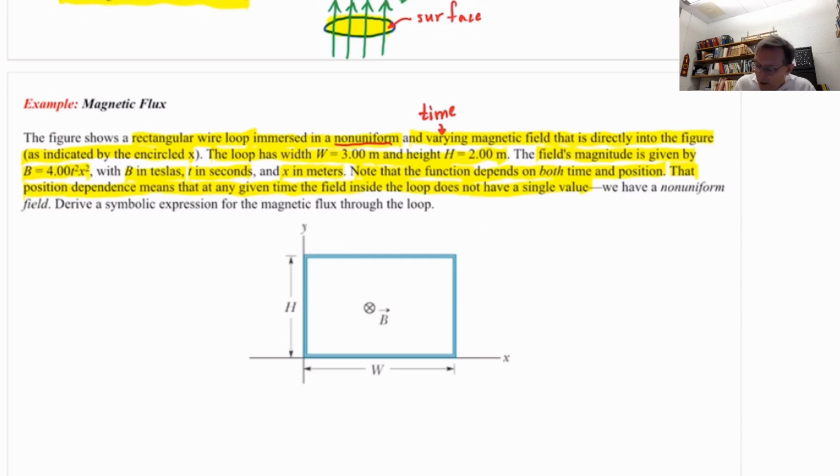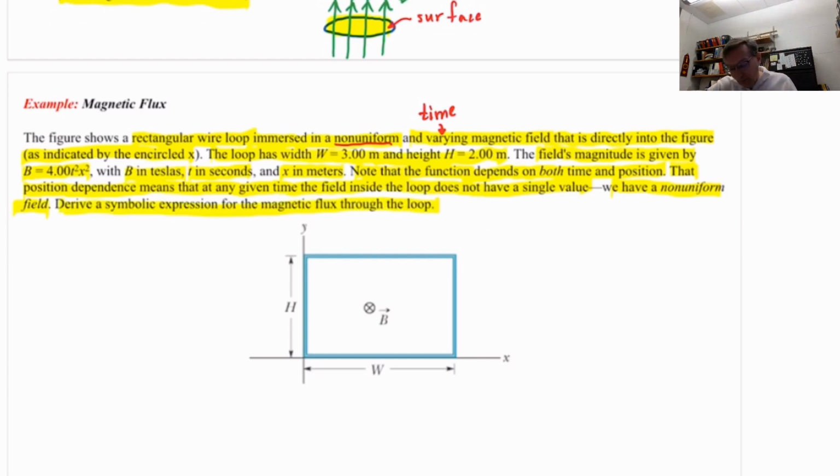We have a non-uniform magnetic field. But we also have a time-varying, non-constant magnetic field, meaning that at different time values, the B is different. Our task is to derive a symbolic expression for the magnetic flux through the loop.